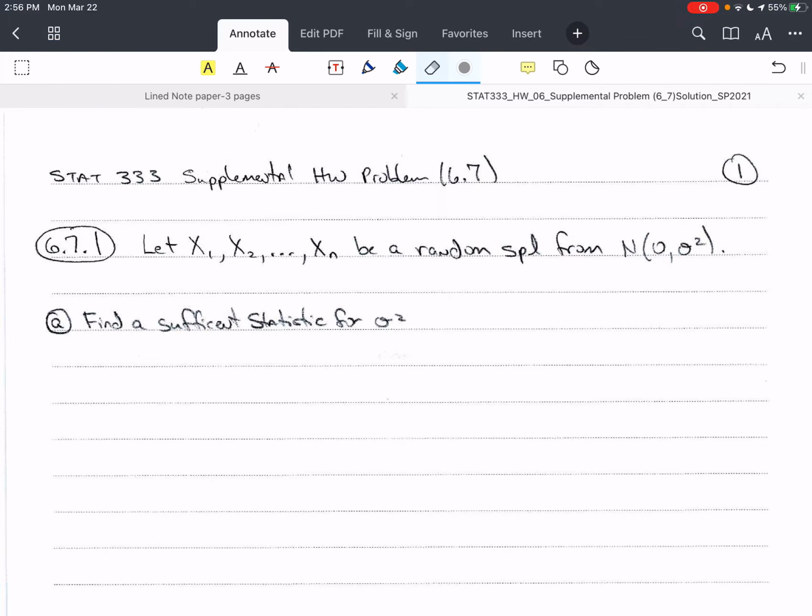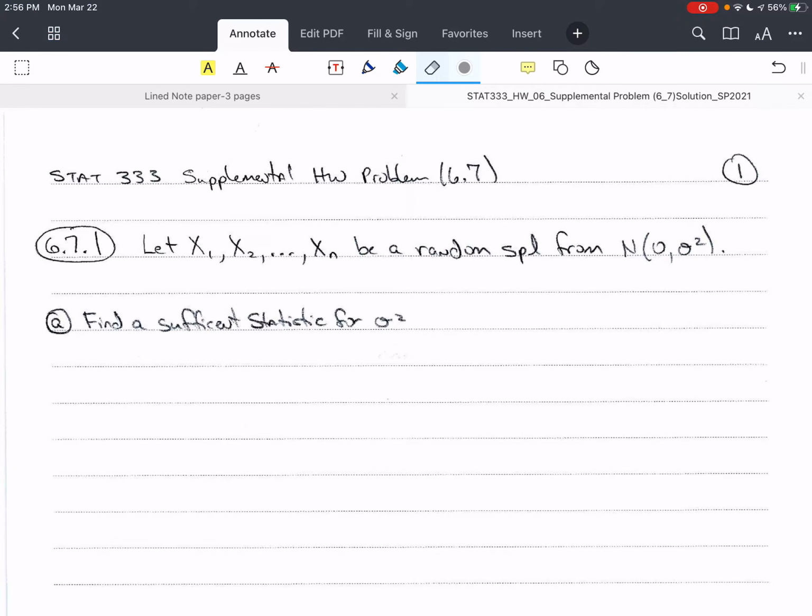Hi, in this video we're going to do a problem from section 6.7, which is sufficient statistics, that is very similar to your homework problem. So I'm hoping that by walking through this example it helps you solve the homework quicker and easier, and that it maybe sinks in a little bit better how to do this.